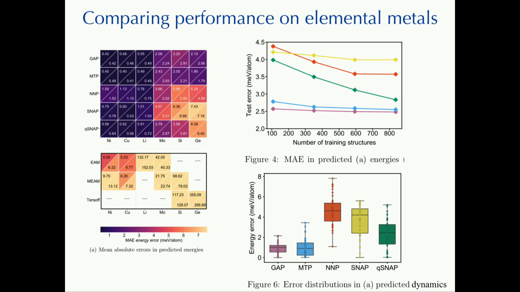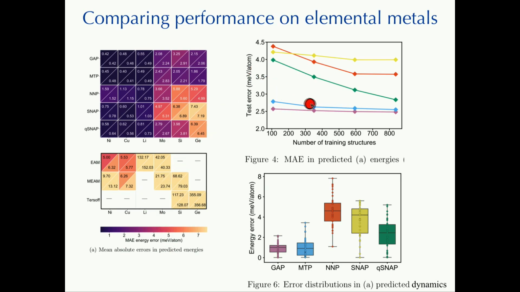Here's some performance using some of these methods. Ralph's is not in here yet because it's just too new. But you can see there's a bunch of elemental metals. So nickel, copper, lithium, molybdenum, silicon, and germanium. So some few semiconductors thrown in. And here's the basic accuracy over the entire data set. Darker is better.